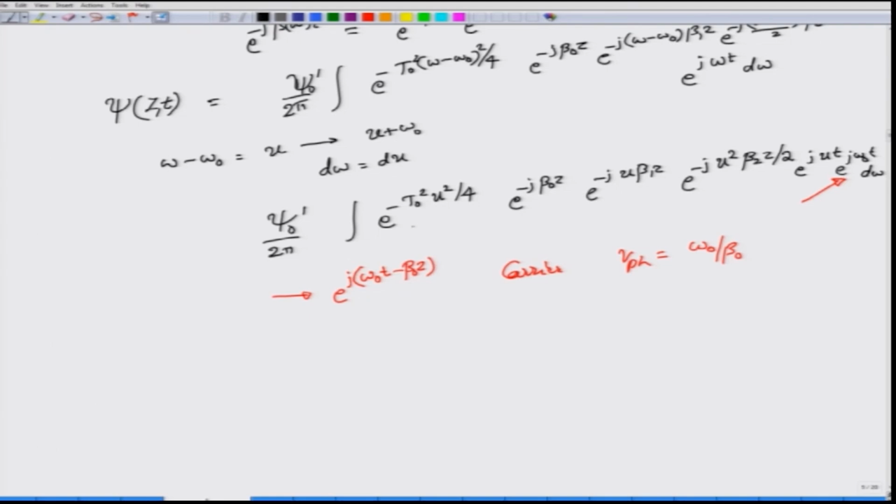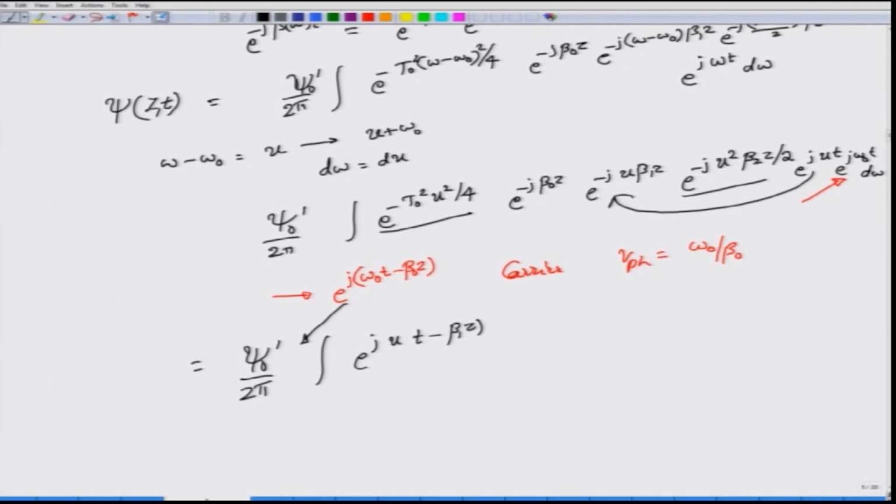What is now remaining can be grouped together again. There are terms which are u square dependent, so I can group this term with this one. I can write e power j u of t, e power j u beta 1 of z, and say psi 0 prime by 2 pi. I am not writing the e power j omega 0 t minus beta 0 into z term, but you have to assume that the term is there. So, e power j u is a common factor, and I can write this as t minus beta 1 into z.